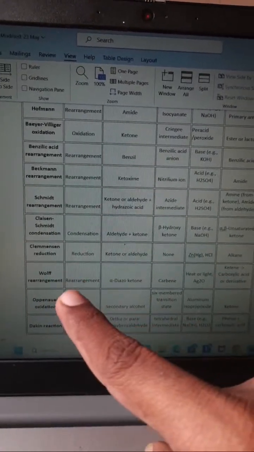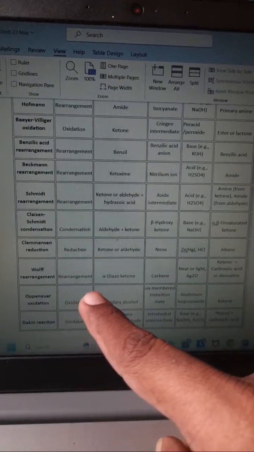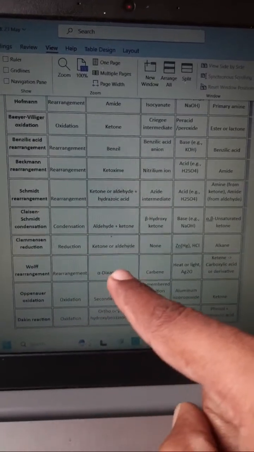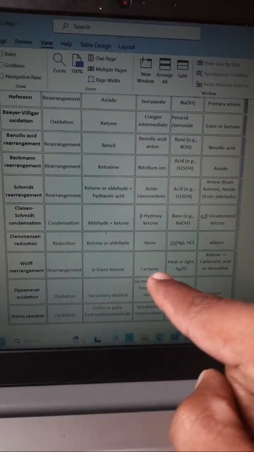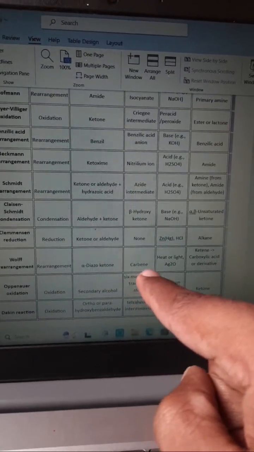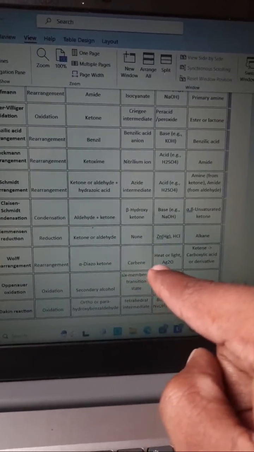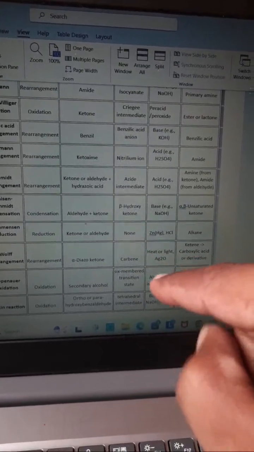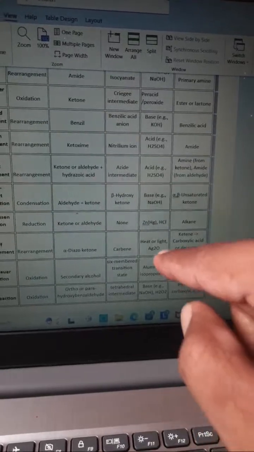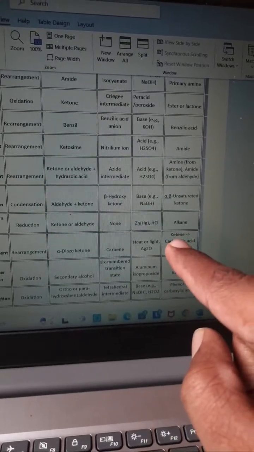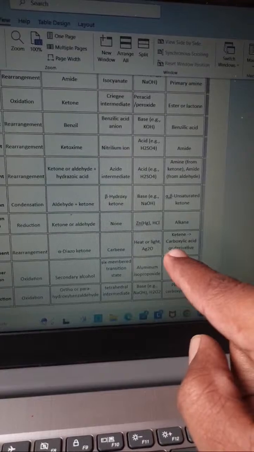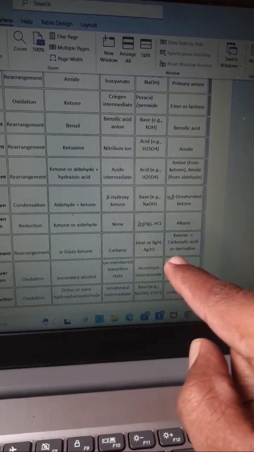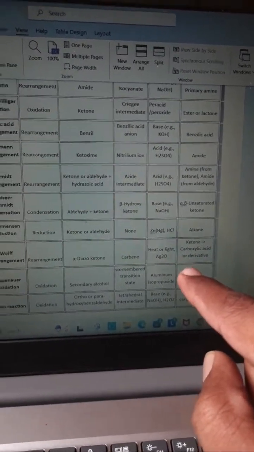Next one is Wolff rearrangement. It's a rearrangement. Alpha diazoketone is the starting compound. The intermediate is carbene, and this reaction happens in the presence of heat or light or Ag2O. The final product formed is ketene, and from the ketene, carboxylic acid or its derivatives can be formed.